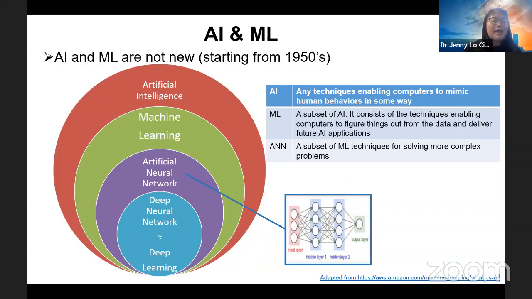A lot of people use AI and machine learning interchangeably, those two terms. It may sound hot right now in healthcare, but AI and machine learning are not new concepts. The idea actually started back in the 1950s. AI is more like a broad box. It includes any technique enabling the computer to mimic human behavior in some way. And machine learning is a subset of AI. It consists of techniques enabling the computer to figure things out from the data and potentially be able to integrate into future AI applications.